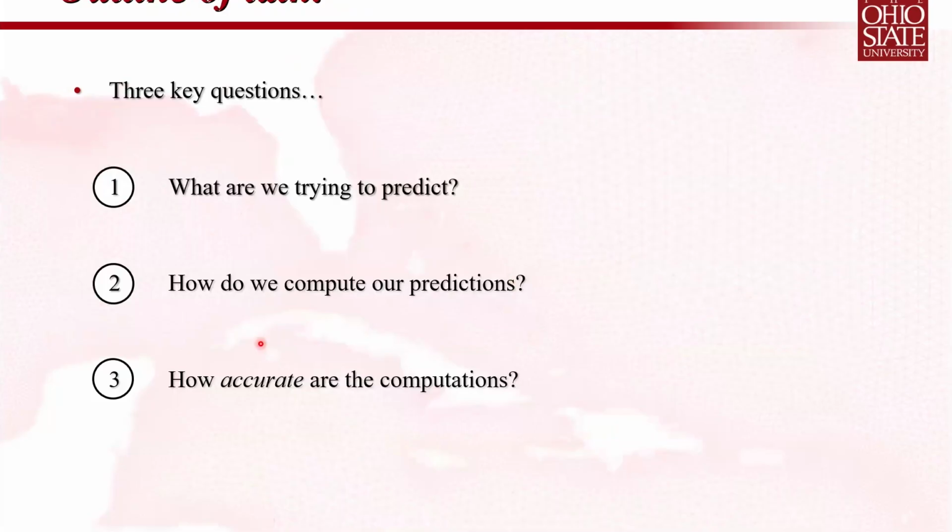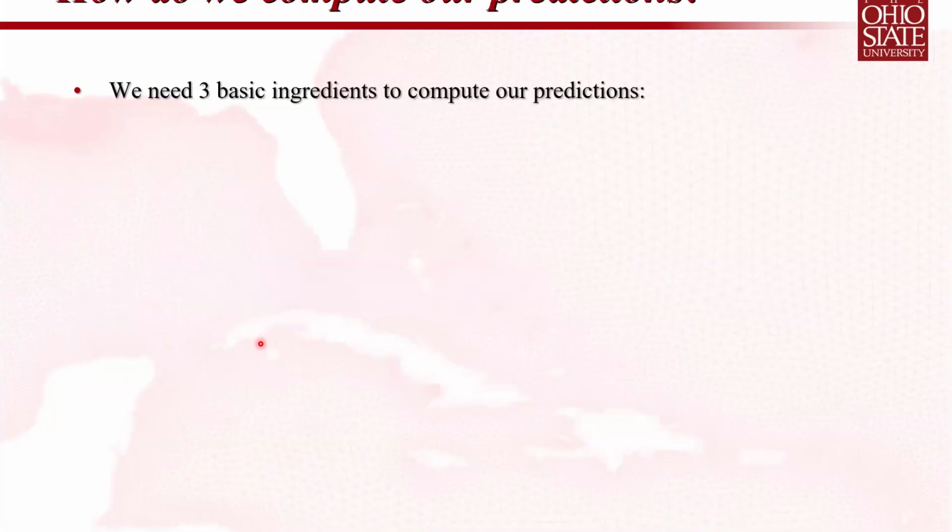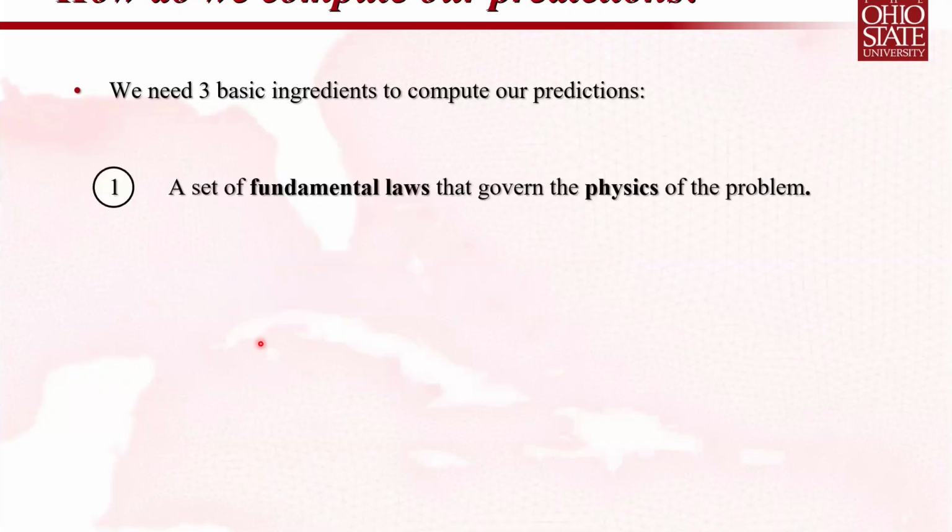No? Okay. All right, so then the question becomes, we know what we're trying to predict. How do we compute our predictions? And I like to think about this in terms of we need 3 basic ingredients in order to compute them. So one is we need a set of fundamental laws that govern the physics of the problem.